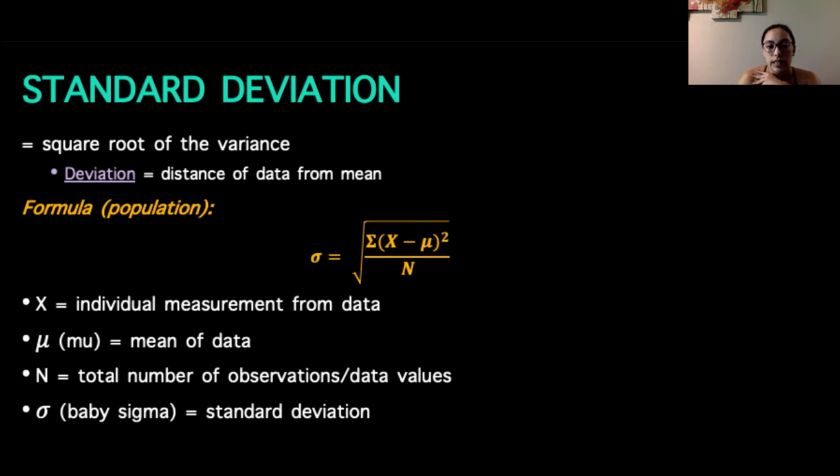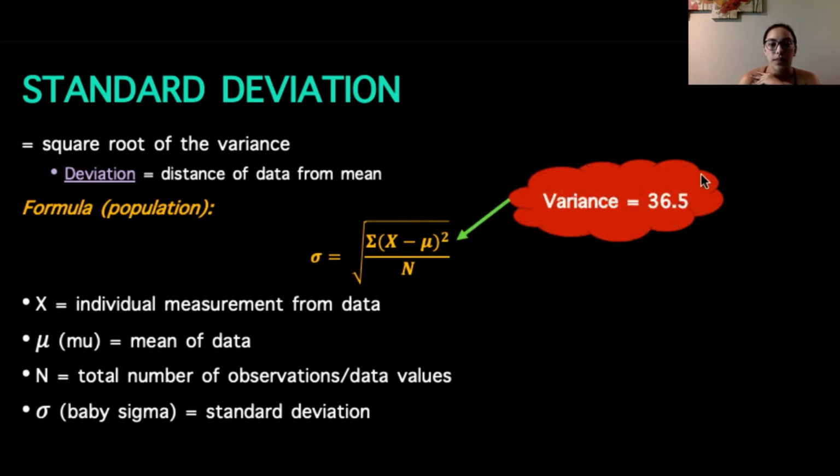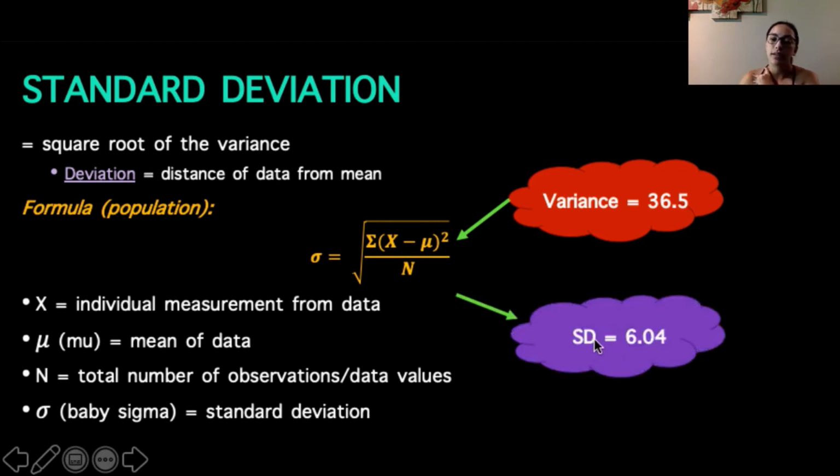So taking the example that we had before, if we calculated our variance as 36.5 and we took the square root of that, we would have a standard deviation of 6.04. So that means from our mean, when we look at various standard deviations from the mean, those are going to increase above the mean by 6.04, or they will decrease below the mean by 6.04.